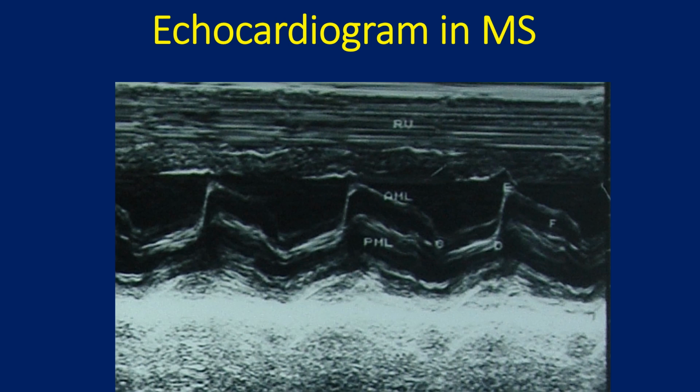M-mode echocardiogram showing the paradoxical anterior motion of the posterior mitral leaflet in diastole with reduced separation of the leaflets. Anterior mitral leaflet has certain points marked in its movement: C, D, E and F. The EF slope is reduced in mitral stenosis. It becomes almost flat in severe mitral stenosis.